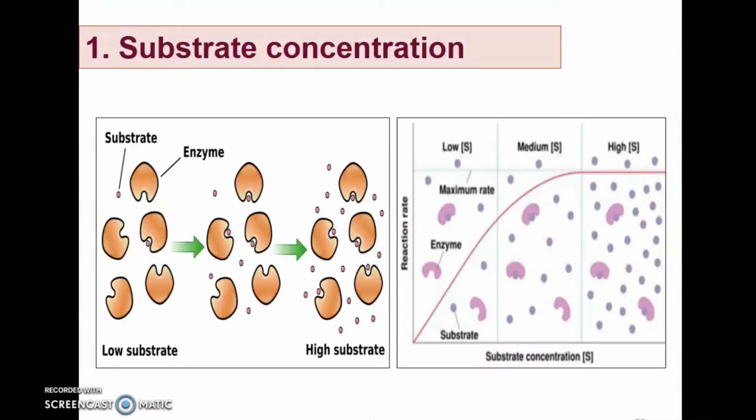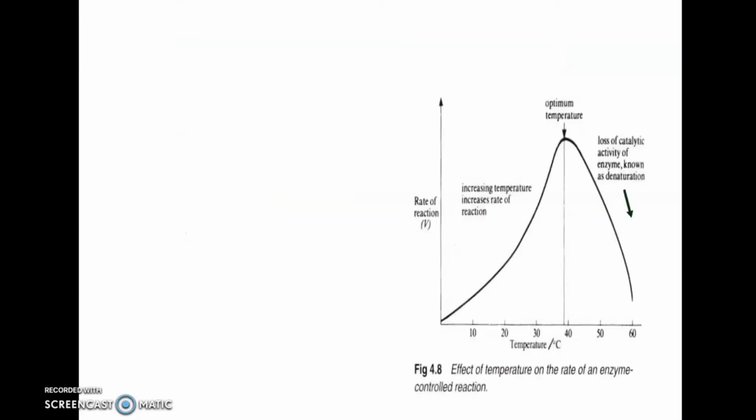Second one, we have the temperature. As you know from the graph, when the temperature increases, the rate of reaction increases due to the kinetic energy of the enzyme and also the substrate increasing. So it will increase the chance of collision where the substrate is going to bind with the active site of the enzyme. The rate of reaction will increase until it reaches the optimum temperature. Above the optimum temperature, the rate of reaction will sharply decrease because the enzyme starts to denature.